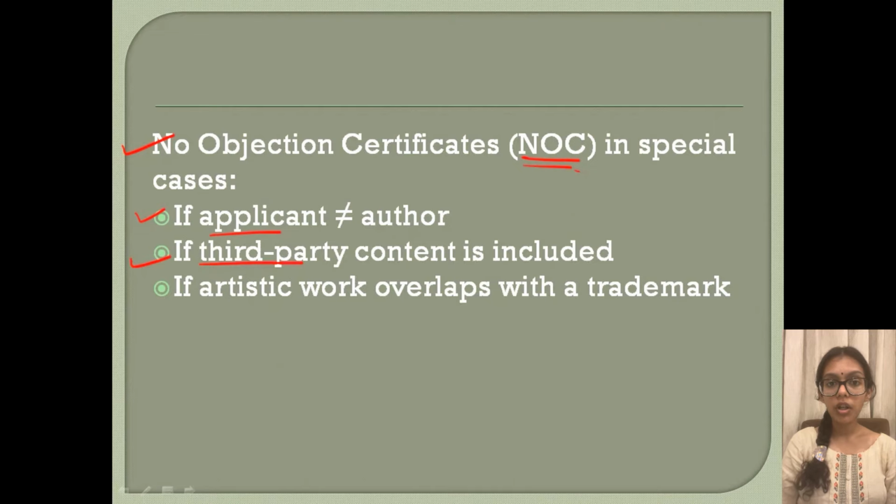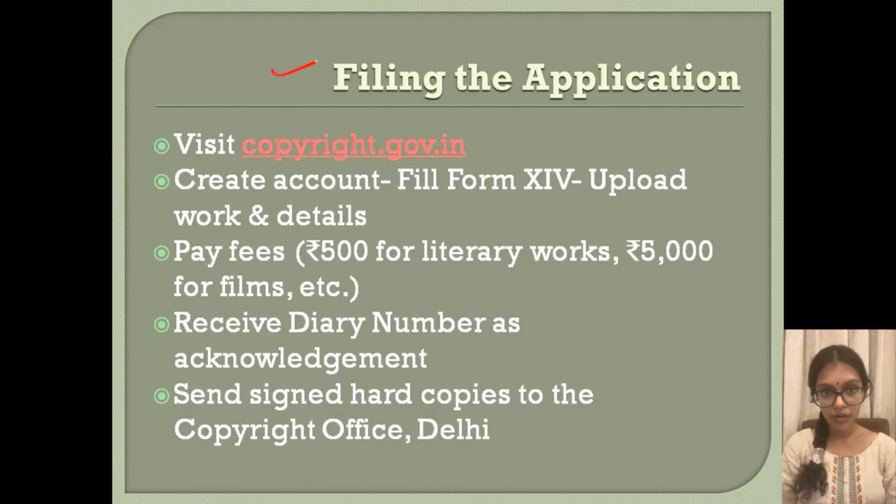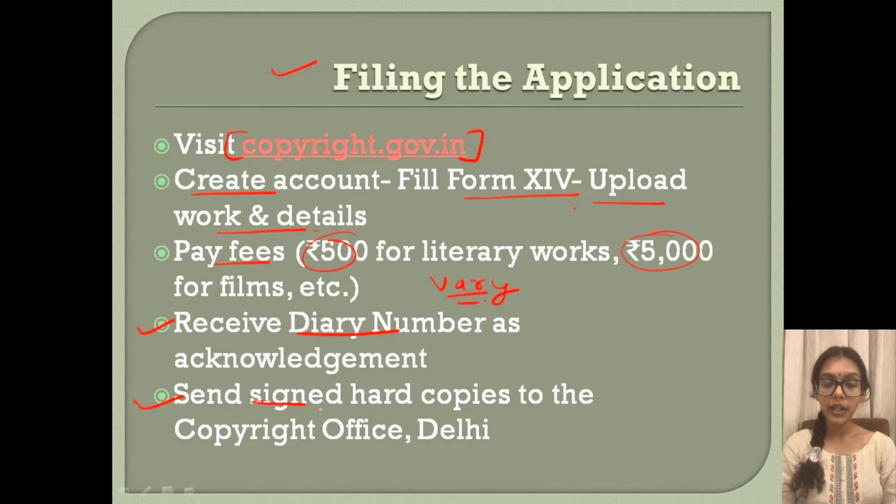Now, how do you register, or how do you file an application? So firstly, you have to go to this website copyright.gov.in and create an account there and then log in. Now after that, you need to fill out Form 14, upload the particulars, upload the work and pay the fee. Now here the fee can depend on whether your work is literary in nature or whether it's a film. So it can be anywhere between 500 to 5,000. It can vary depending upon the nature of your work. Then you will receive a diary number as an acknowledgement, and you need to send a signed hard copy of that acknowledgement to the Copyright Office in Delhi.